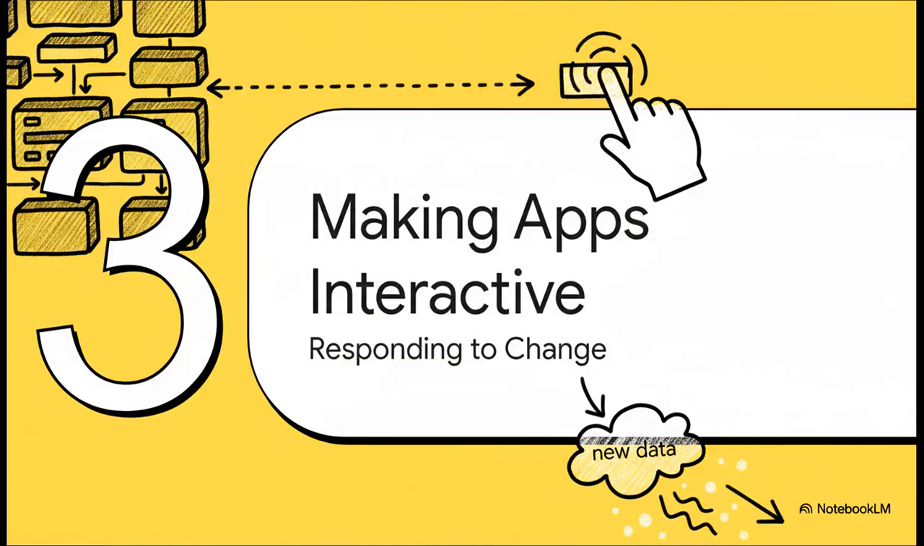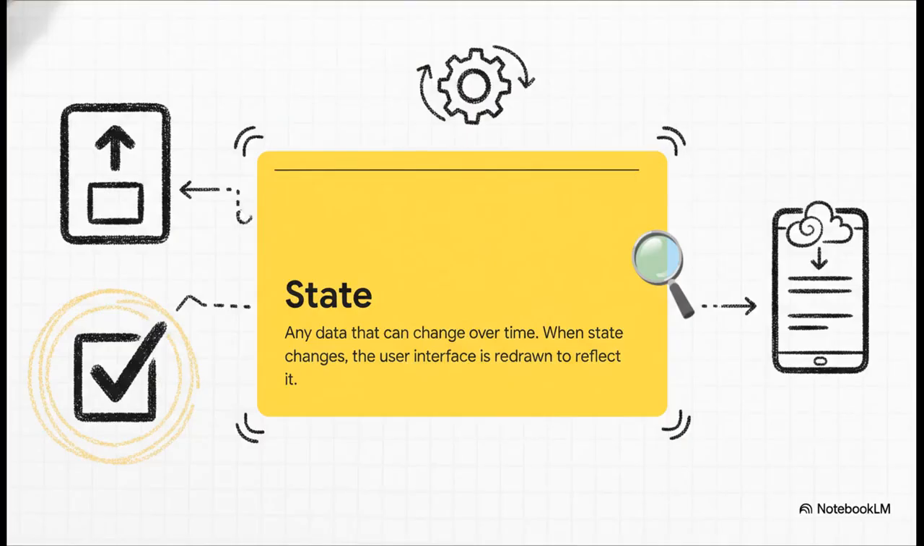All right, so we've built a beautiful, static screen with our widgets and our Dart code. It looks great, but apps aren't just paintings in a museum. They need to come alive. How do we make them respond when a user taps a button or when new data comes in from the internet? The key to all of this interactivity is a single concept: state.